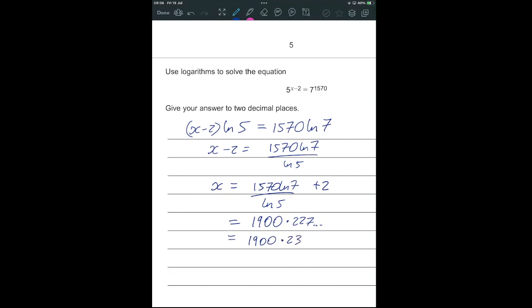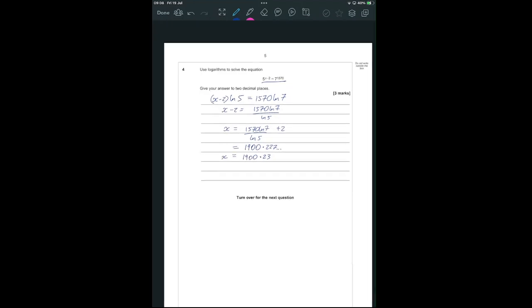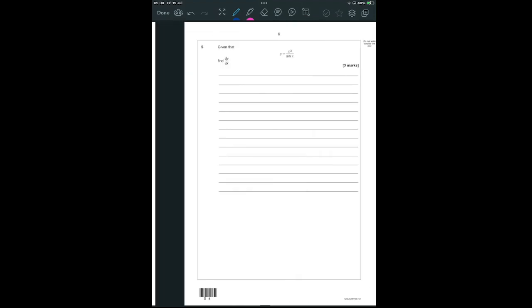Now, does that seem reasonable? That is an awfully big number, but we're trying to match 1500, but with a smaller base number, so we need a larger top number. So 1900 does seem reasonable.